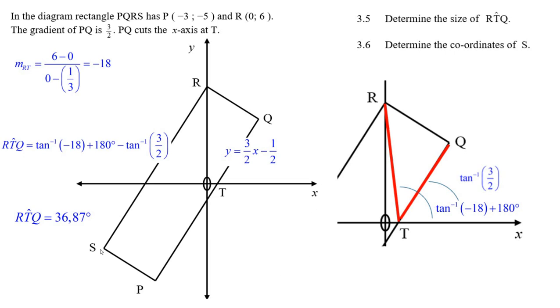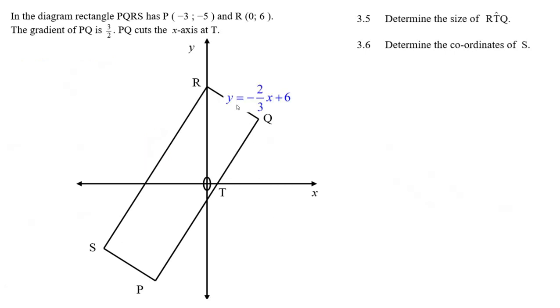Now, what about the coordinates of S here? Well, we've got R and Q. Let's look at the next question. I think I did it over here. Well, we've got RQ, and we know that it's got a gradient of minus 2/3. In fact, I think we had the coordinates of Q, but we know that if we go 3 to the left and we go 2 up, if we do the same thing down here at P, go 3 to the left and 2 up, that's how we're going to find S.